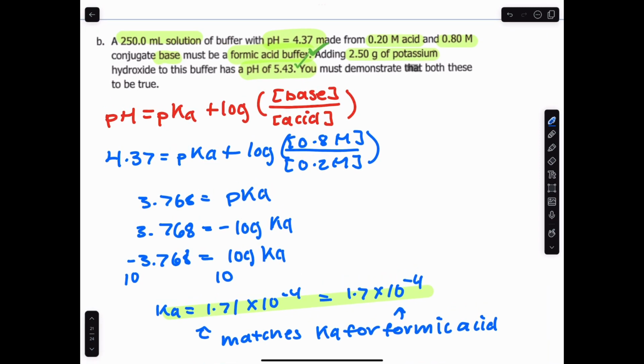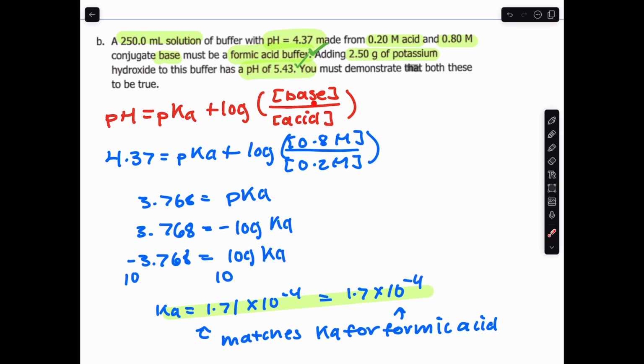So we're going to solve this problem in three parts. First, we are going to prove that it's formic acid using our molar amounts and our pH. Then we're going to figure out the new molar amounts of base and acid after the addition of potassium hydroxide. And then we're going to plug our new molar values into the Henderson-Hasselbalch equation to solve for the pH post-addition.